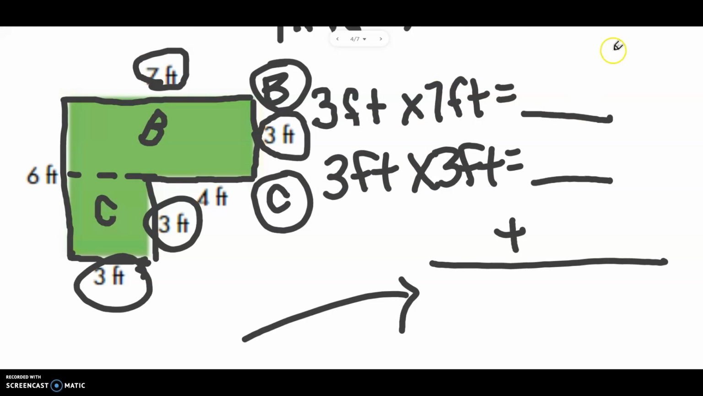So solve for these two areas. Add them together to get the full area. Make sure that you have squared feet at the end. And then you'll be done with your problem solving for today.